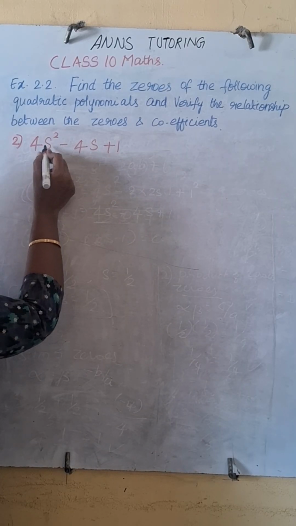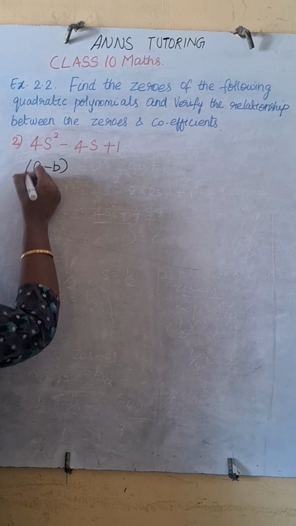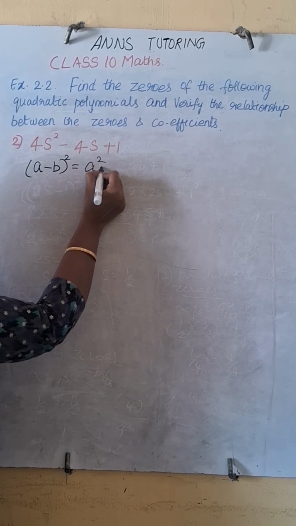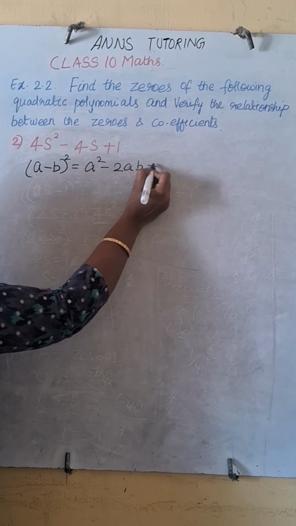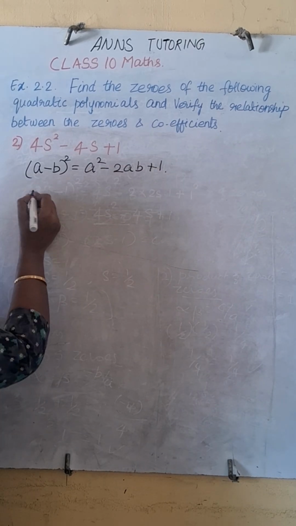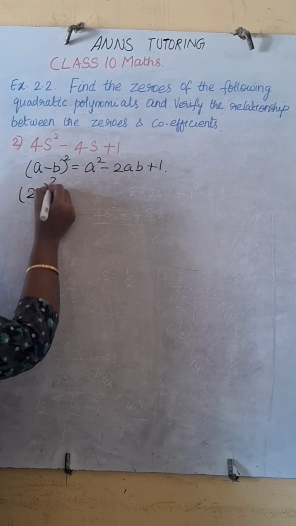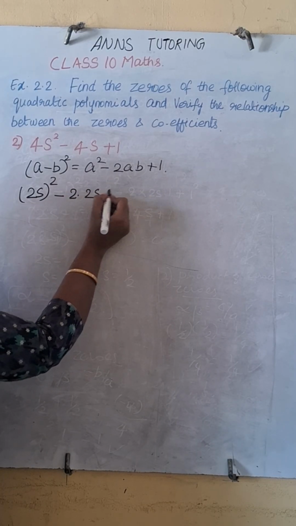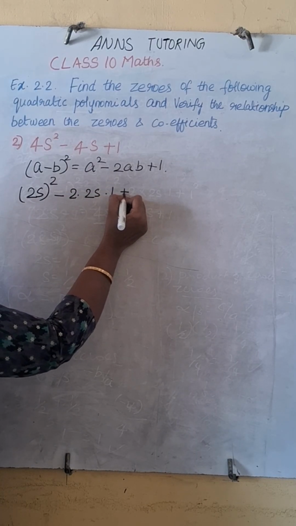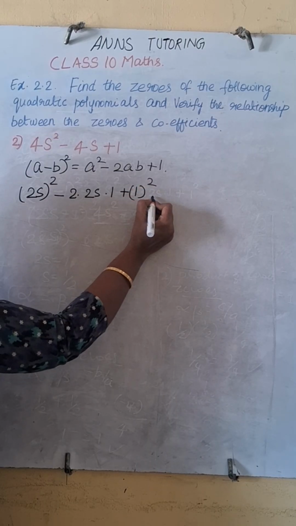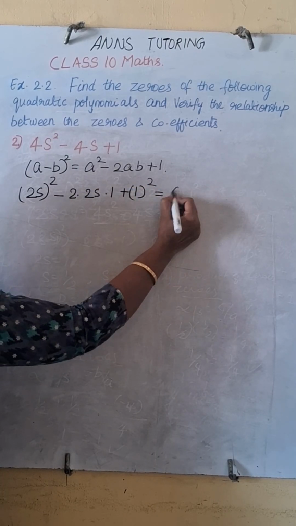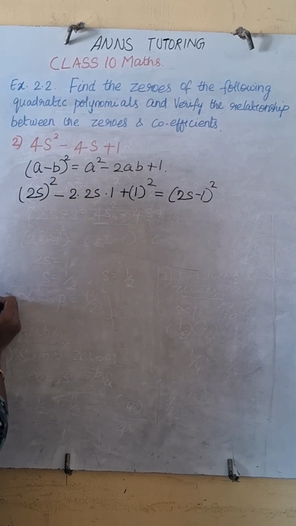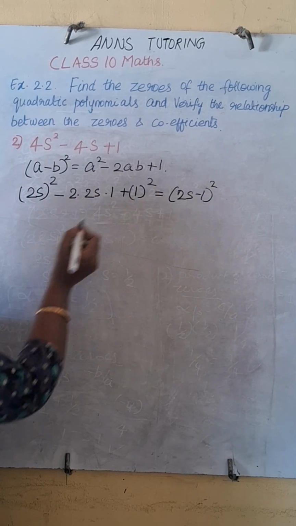We know the formula, it is similar to (a minus b) whole square. So (a minus b) whole square is equal to a squared minus 2ab plus b squared. I write like this: (2s) squared minus 2ab, 2 into 2s into 1, plus 1 squared. So it is equal to (2s minus 1) whole square.